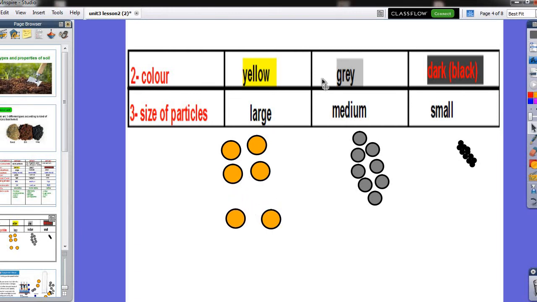Okay, what about the color of the silt soil? It is gray, and the size of the particles is medium, and the space between the particles is also medium. The clay soil, its color is dark or black, and like we see, they are very small particles, and the space between the particles is very tiny, as we see.